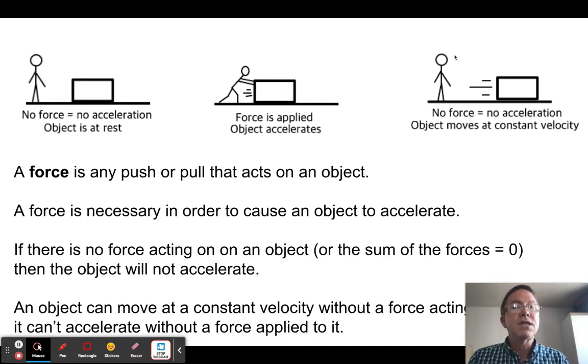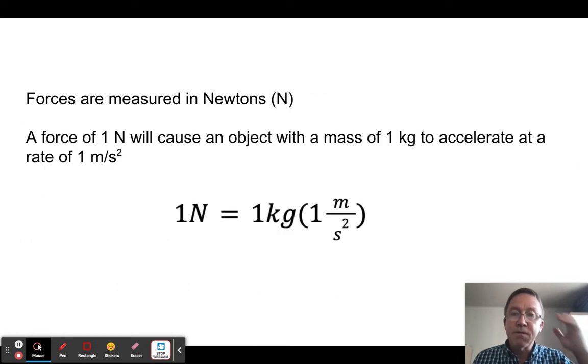Now, if the person stops applying force, then the object is not going to accelerate anymore, but that means it's going to continue to move at a constant velocity. Now, we're ignoring any other sources of forces that might be acting on this object. So keep in mind that it takes a force to make it accelerate, but an object can move without accelerating in the absence of force.